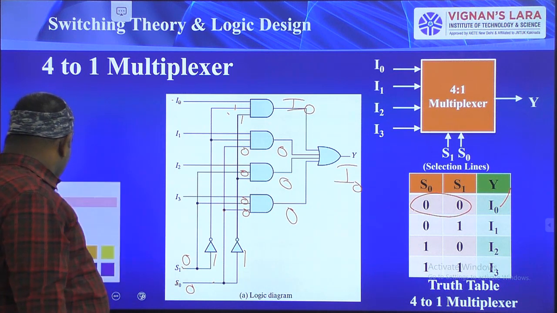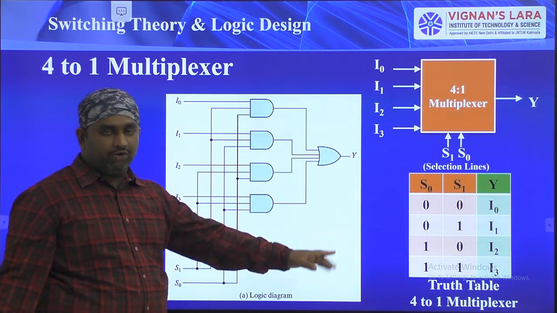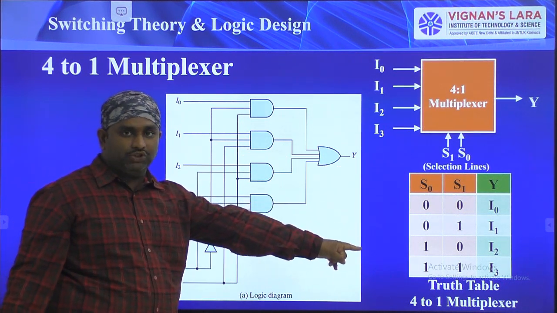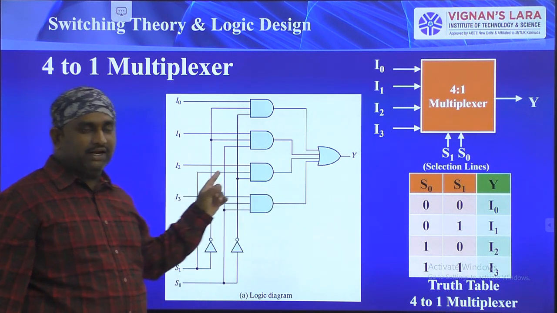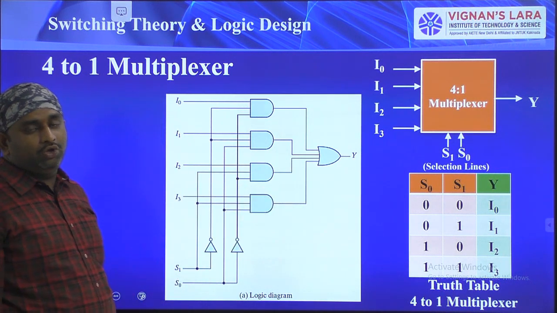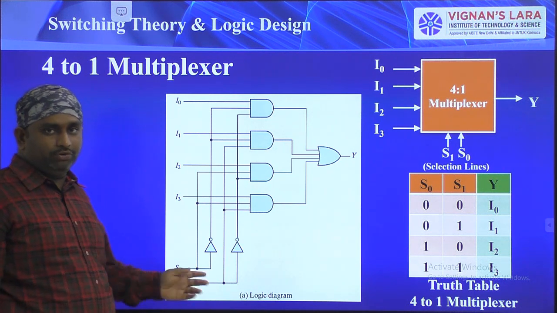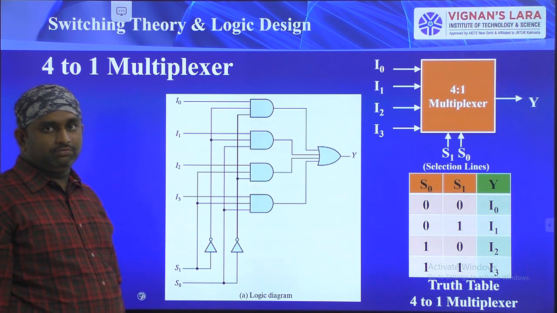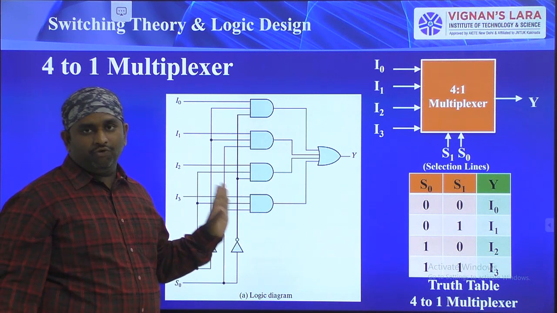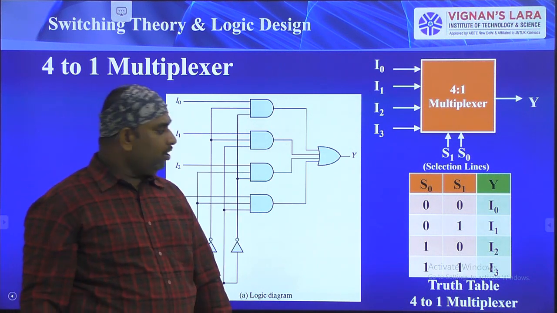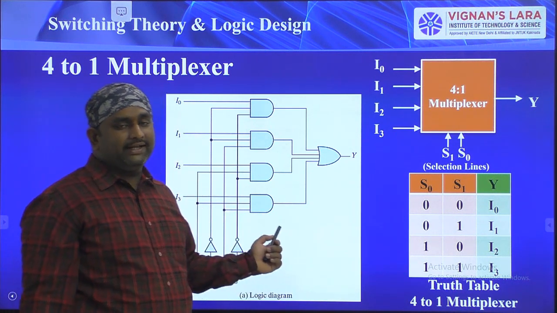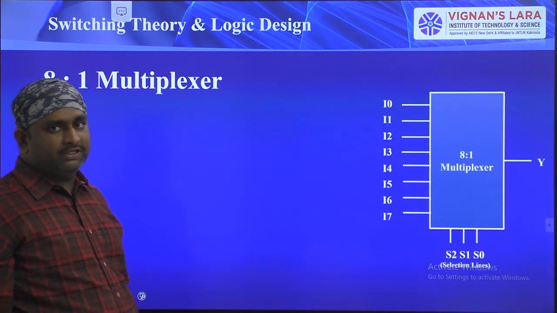Okay. So for all the remaining combinations you have to analyze. For 0, 1, for 1, 0, 1, 1, you have to check how Y is connected to I2, I3. I0, I1, I2, I3. Okay. Note it down. Okay, this is the 4:1 multiplexer operation. Now let us take the 8:1 multiplexer operation.